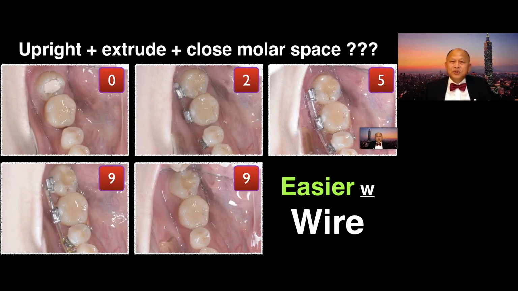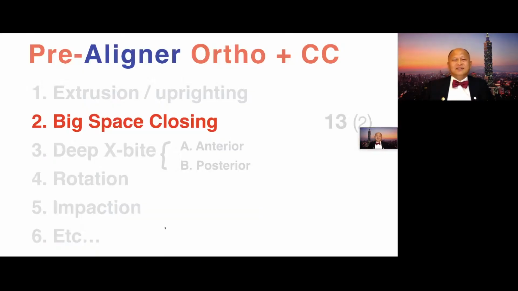Upright, extrude, close molar space. Easier with arch wire. Difficult with aligner. That's why I choose to use braces for 9 months.